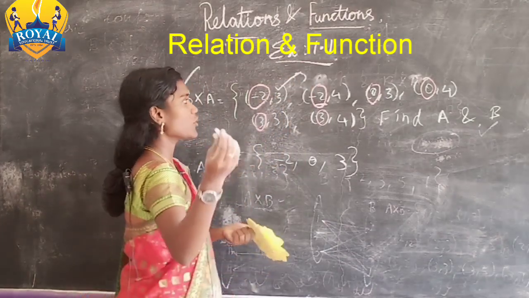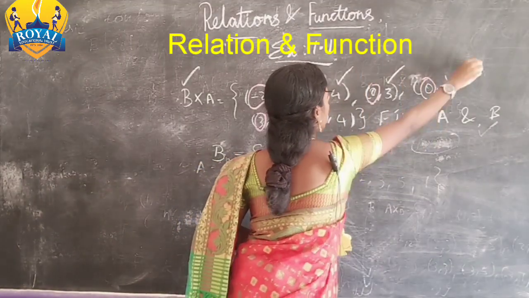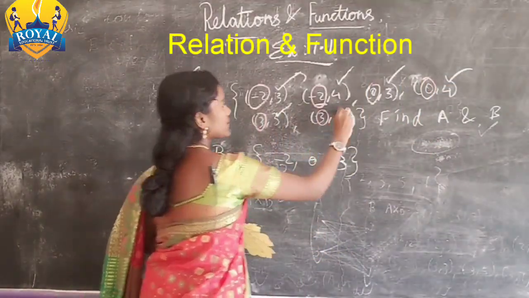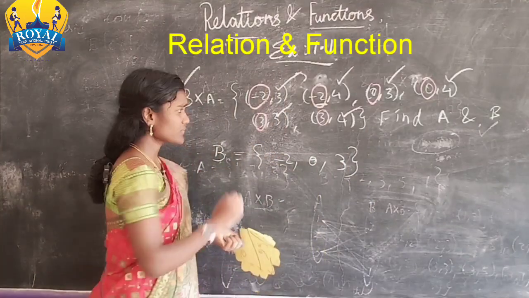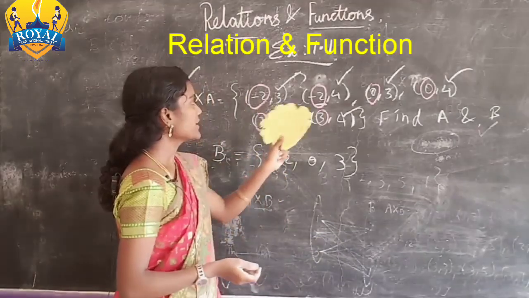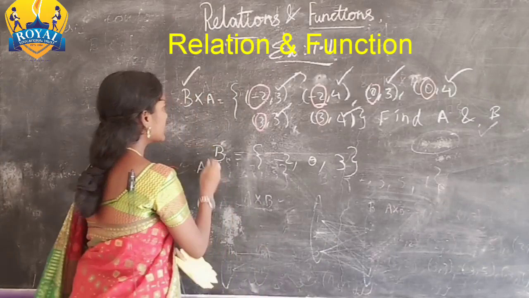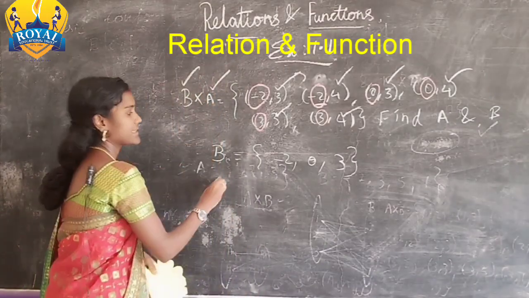Second coordinate means I am going to put a tick mark. 3, 4. Okay. Repeated numbers are not allowed in the set. So, if a number is repeated, you have to write it only one time. Okay. Here, what is the second set?